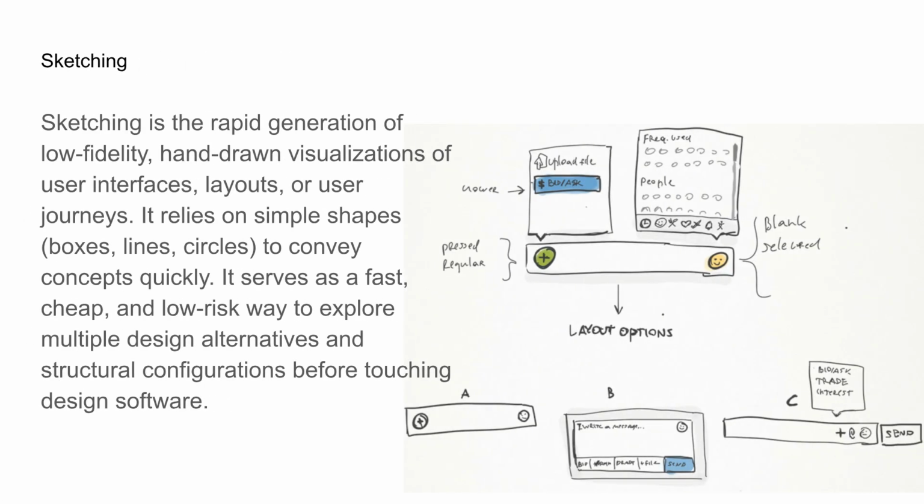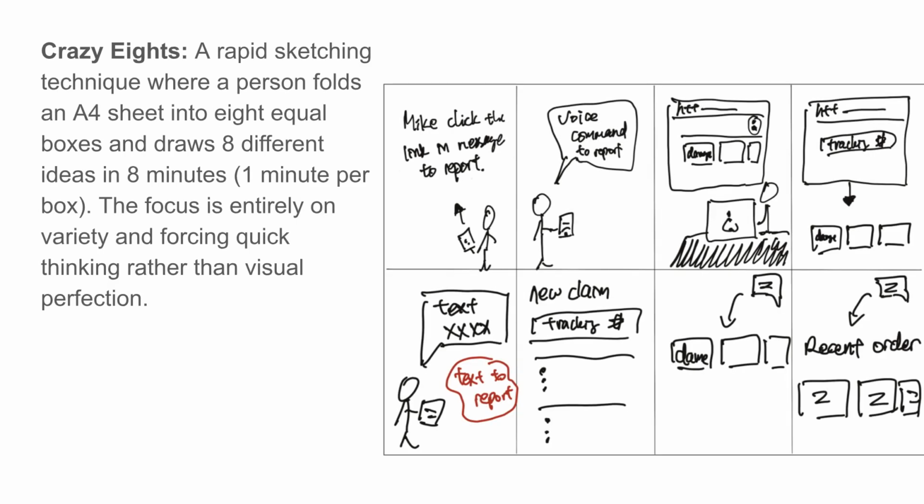Sketching allows for the rapid, low-fidelity visualization of interfaces. It is a fast, cheap way to explore multiple structural configurations before moving to design software. One popular technique is Crazy Eights, where you sketch 8 different ideas in just 8 minutes. This forces quick thinking and encourages a wide variety of design concepts.